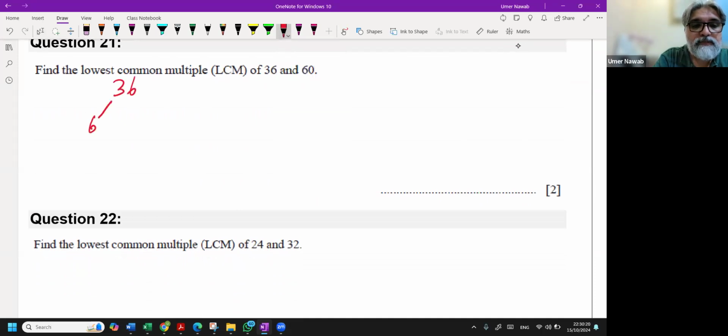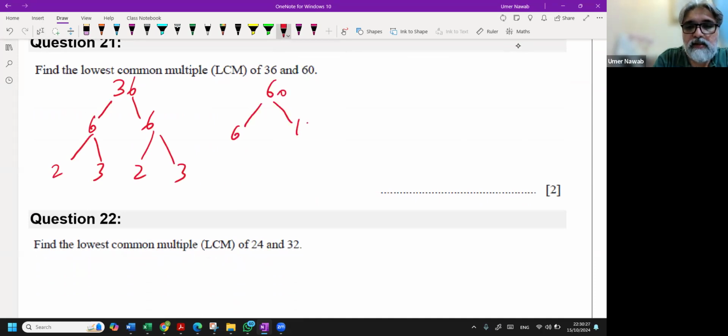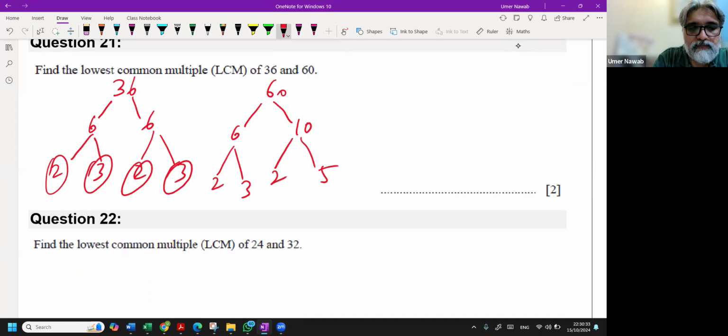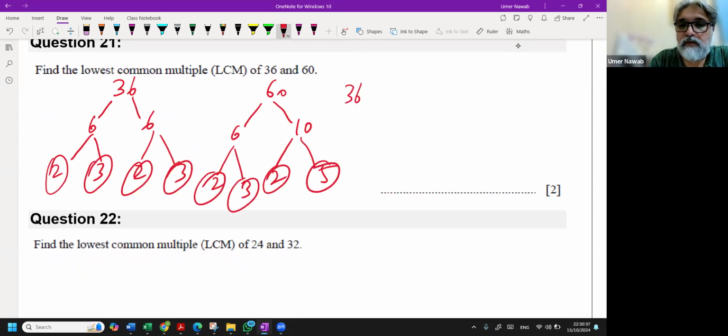36, 6 and 6, 2 and 3, 2 and 3, 60, 6 and 10, 2 and 5, 2 and 3. Stop at the prime numbers and circle them. 36, 2 times 2 times 3 times 3, 60, 2 times 2 times 3 times 5.